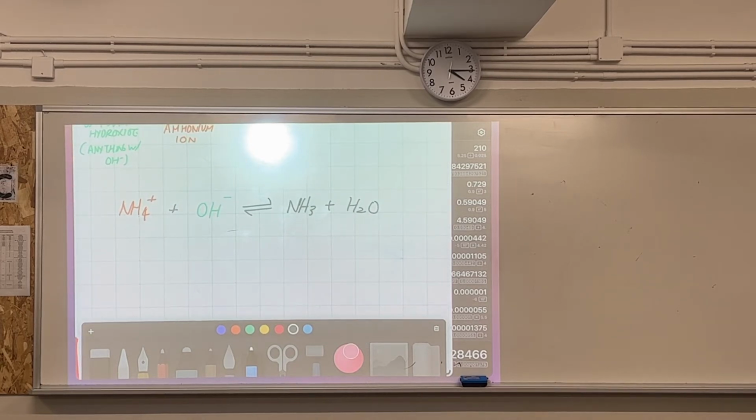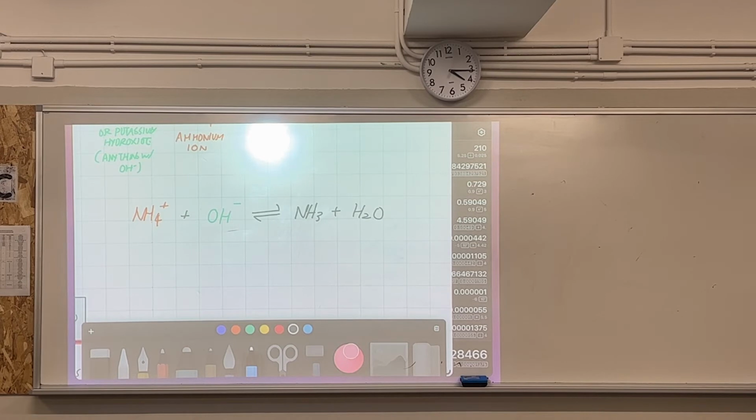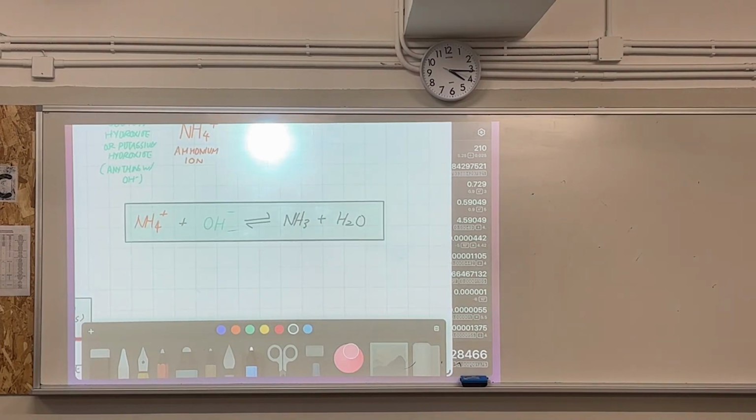NH3, have you prepared this in the lab before? No. Yeah, and that's probably because the teacher doesn't want you to smell it. This is a very, very bad smelling chemical. So you might not want to do an experiment on this, trust me.